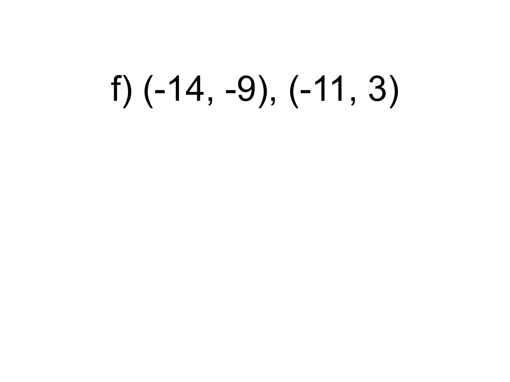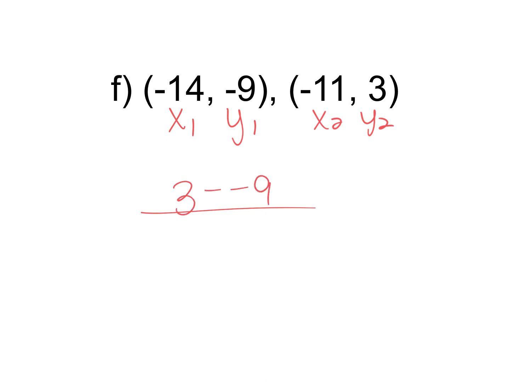All right, this one. x1, y1, x2, y2. So this would be 3 minus negative 9 over negative 11 minus negative 14. I think we need to reduce this one. Let's see. Okay, so all these negatives, look at me being so nice to you. All right, that ends up with 12 on top over 3. 12 over 3, that reduces to 4 over 1 or just 4.